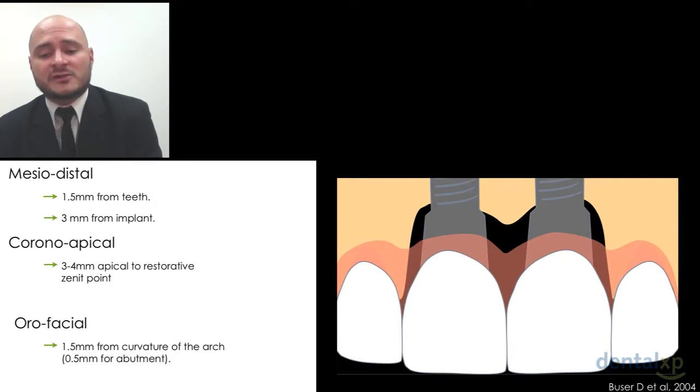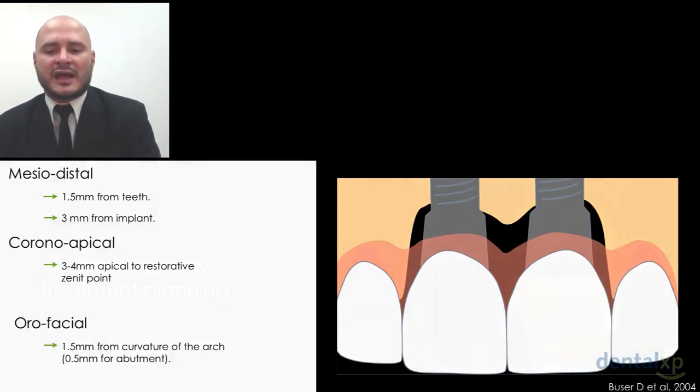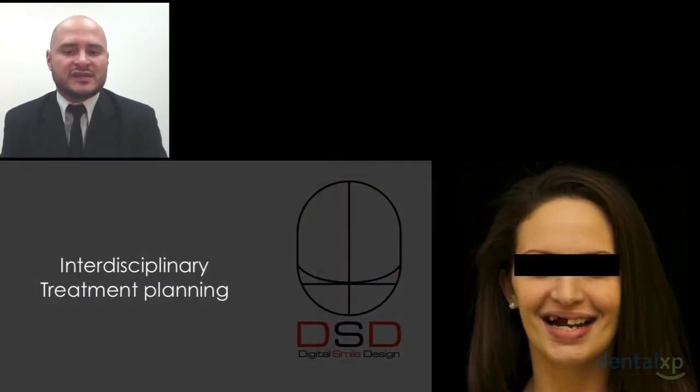Now, we know there are basic rules we have to follow whenever we place implants in the aesthetic sector. We know that mesiodistally they should be 1.5 millimeters away from teeth, 3 millimeters away from another implant, and in chronic apical position we have to have them 3 to 4 millimeters away from the restorative zenith point. All these things are very important to follow because they're going to lead us to a very good looking restoration at the end.